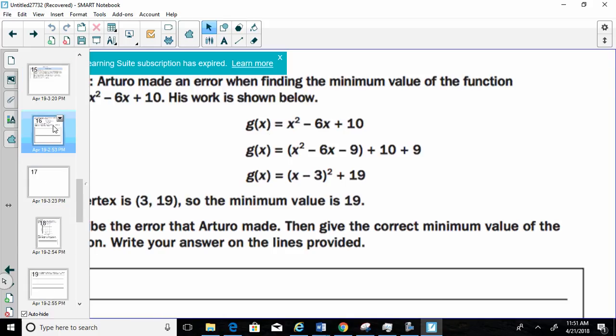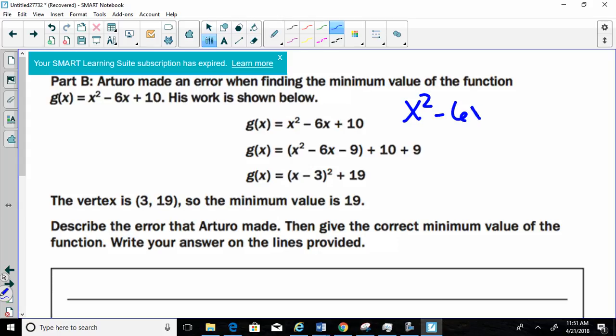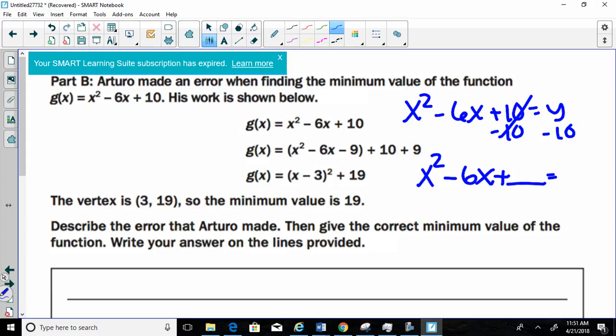Good save. Okay. So first he forgot to move the constant 10. Do you need me to rewrite that or are you good? I'm good. Alright. First he forgot to move the constant. So it should have been x squared minus 6x plus 10 equals y. And he should have subtracted 10 on both sides. And then he should have had the blank, right? He should have put a blank plus blank.